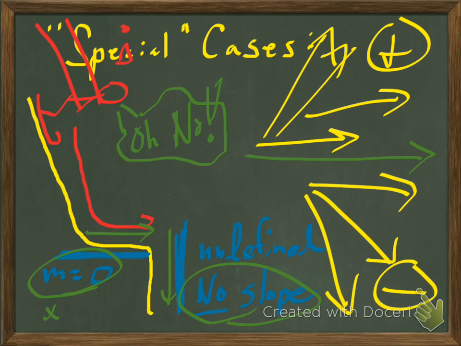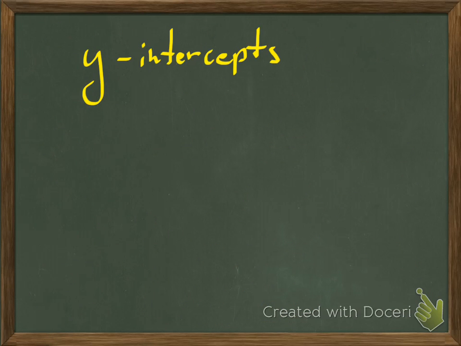By the way, remember that the equation for a horizontal line would be something like, sorry, I almost mixed it up. It would be y equals some number, some constant c. And the equation for a vertical line would be x equals some constant c. All right, let's move on.